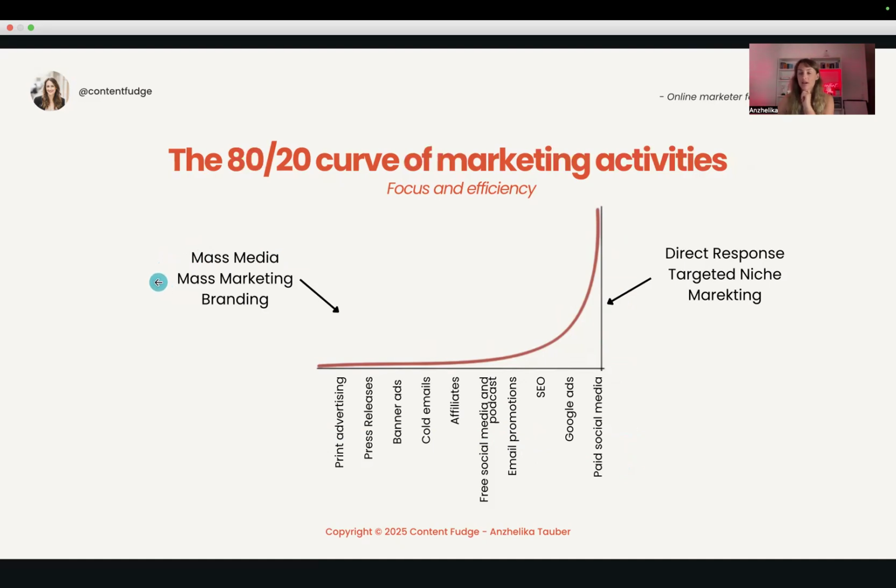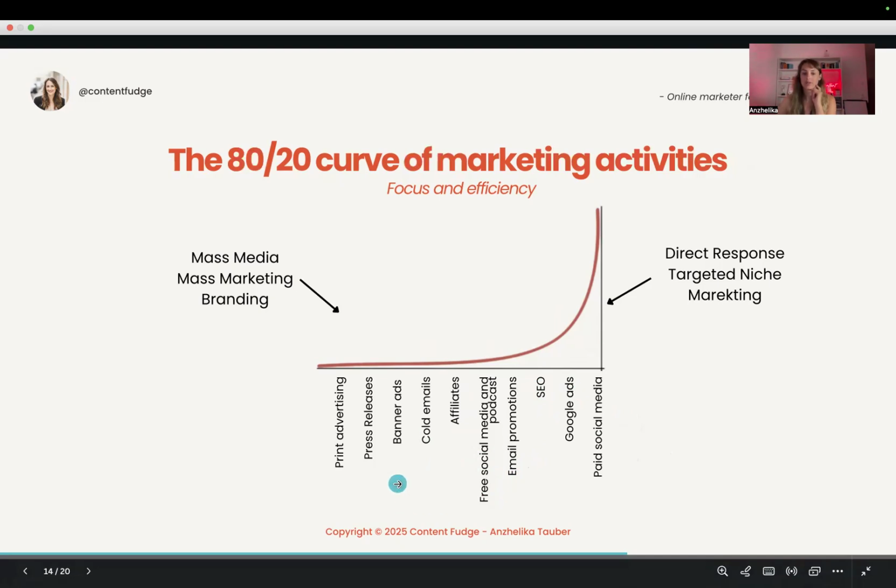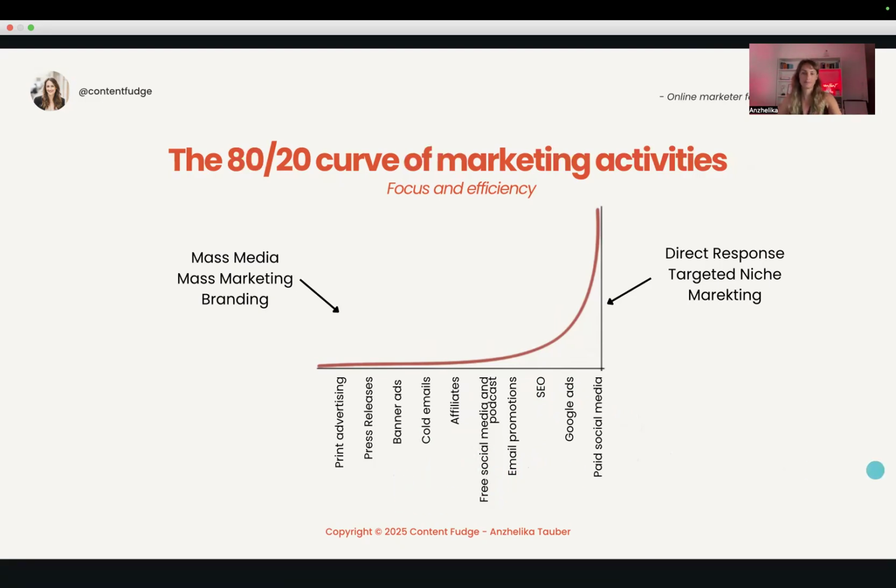And what activities are assigned to each side? On the right, we have paid social media, think Meta, LinkedIn, Google Ads, SEO, email promotion, so email funnels, email lists. Number 5 is free social media and podcast, then affiliates, cold emails, banner tools, press releases, and print advertising.